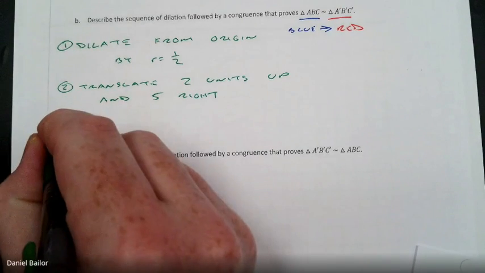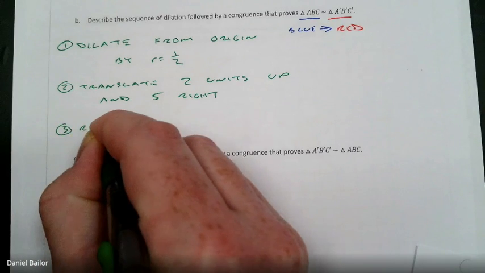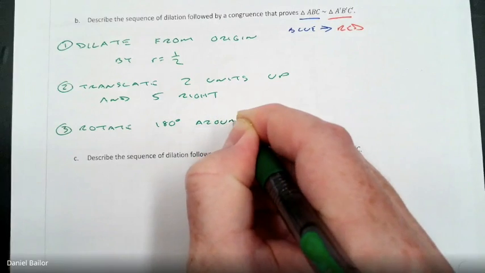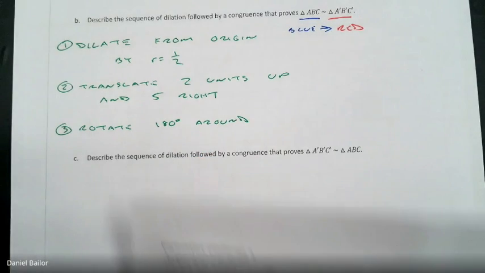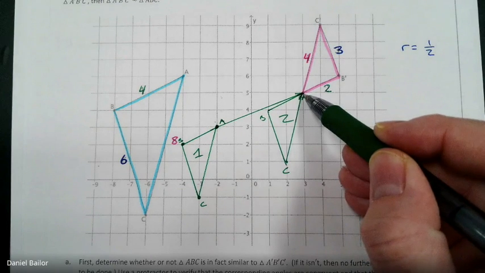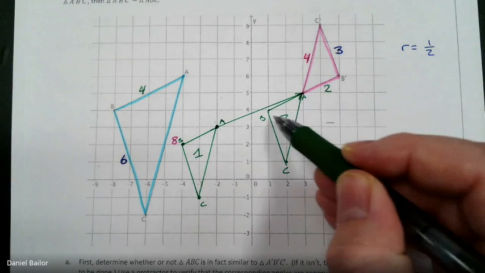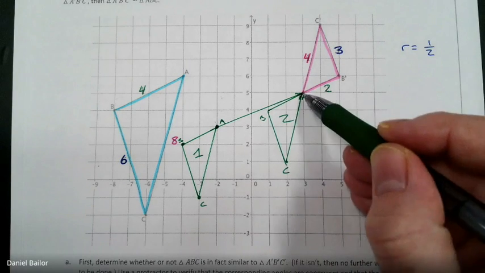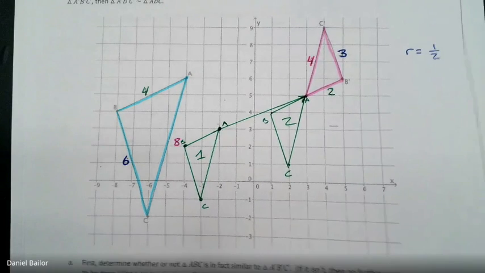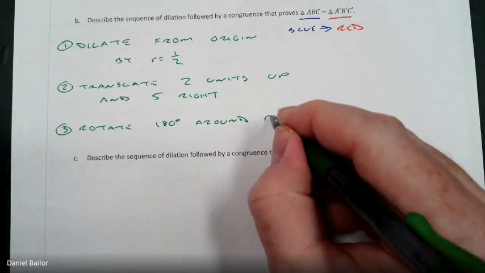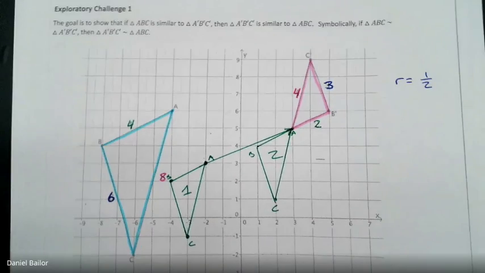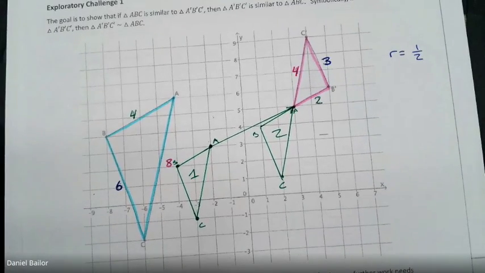So step 3 is rotate 180 degrees. And remember, you need a point that you rotate around. So what is staying in the same place? A is staying in the same place. So this A prime point stays. B will move, C will move, but A stays. The one that stays is the one we rotate around. Rotate around point A prime. And that will make them match.